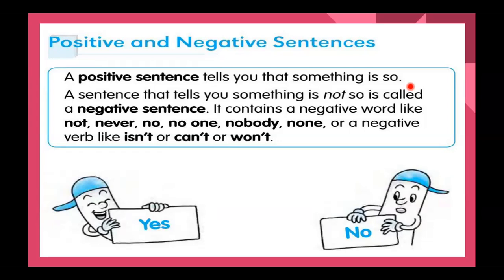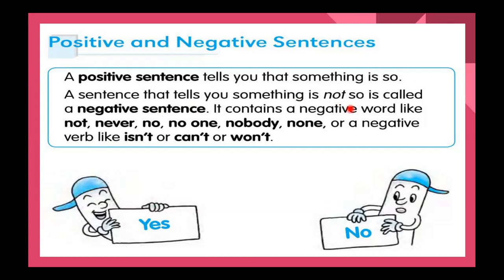And what is a negative sentence? जिसमें आप negative words use करते हैं. She is not eating. वो खा नहीं रही है. Not over here is an indication of a negative sentence. Negative sentence में आप negative words find करेंगे और negative verbs भी. So let's see a sentence that tells you that something is not so.